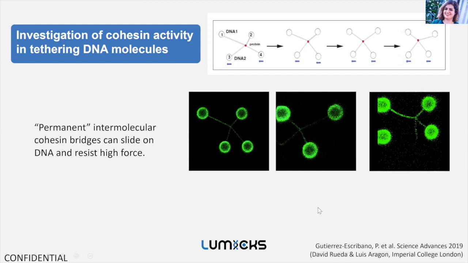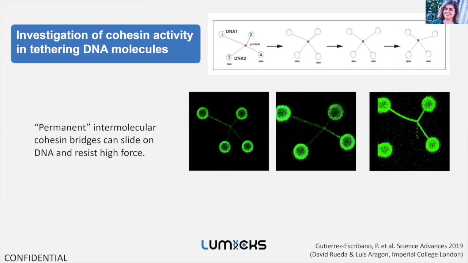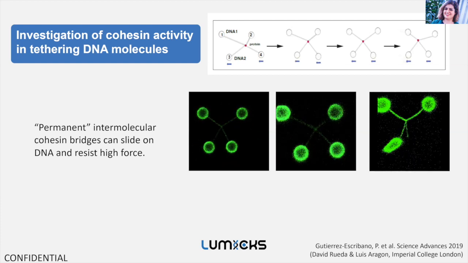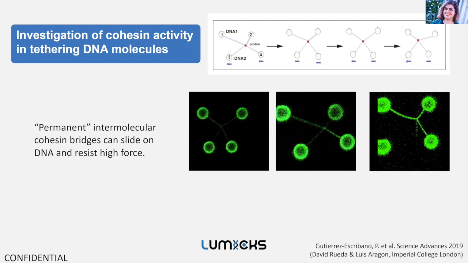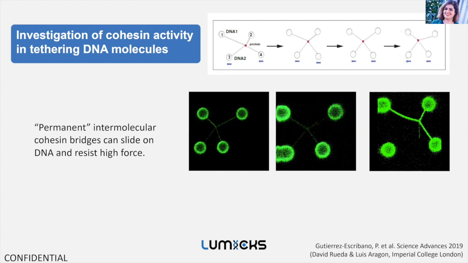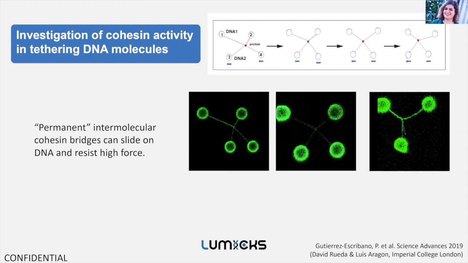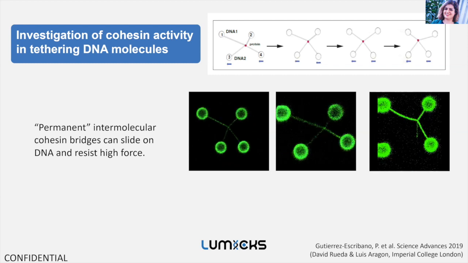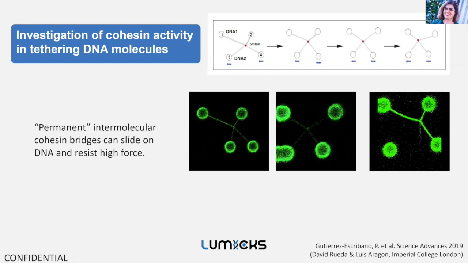So based on these observations, they concluded that cohesin is capable of making these permanent intermolecular bridges, that they can slide very easily on DNA, but at the same time resist higher forces, and they predict they have to go to 80 piconewtons or higher to break the attachment between the two pieces of DNA. So if you're interested in knowing more about this paper, I recommend you check it out. It's a very nice work.